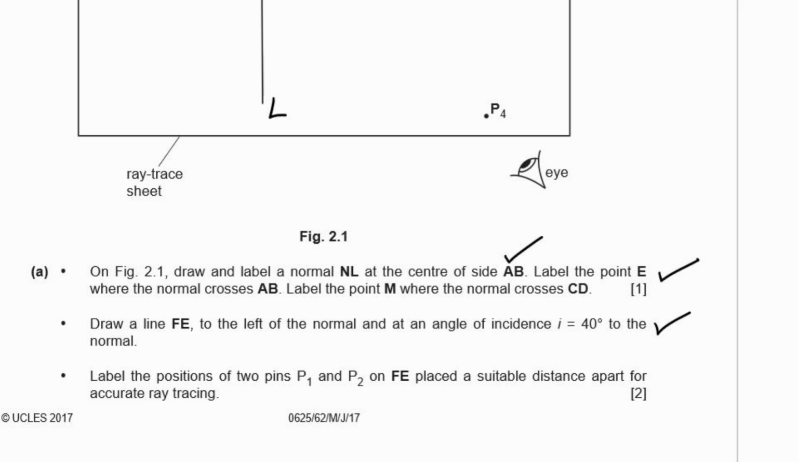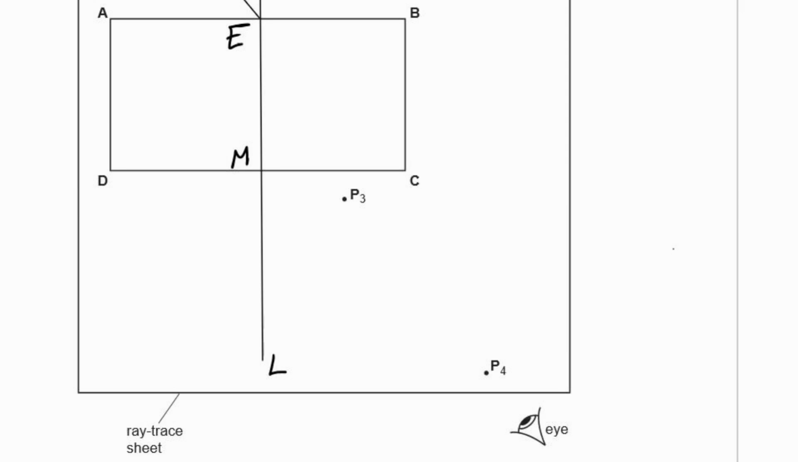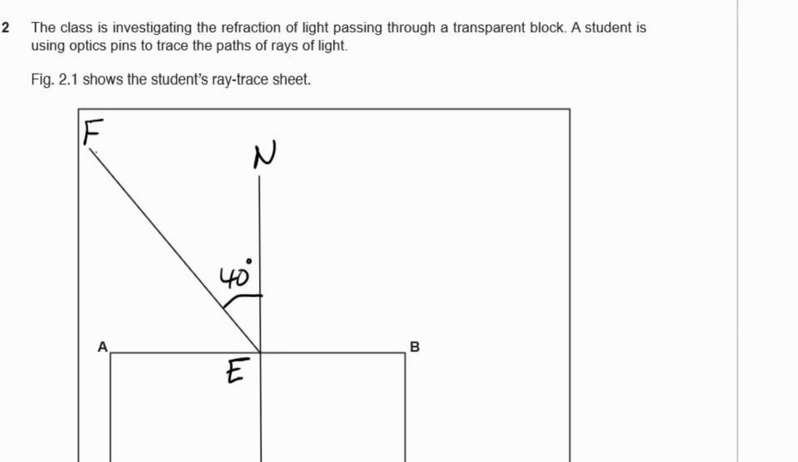Label the positions of two pins P1 and P2 on FE, on the line that we've just drawn, placed a suitable distance apart for accurate ray tracing. Okay, so if you ever do these questions and you wonder, well, how far is a suitable distance? They've already shown you because they've got two pins, P4 and P3, so about that far is pretty suitable. And in general, about as big as you can make it on the line without it being a problem.